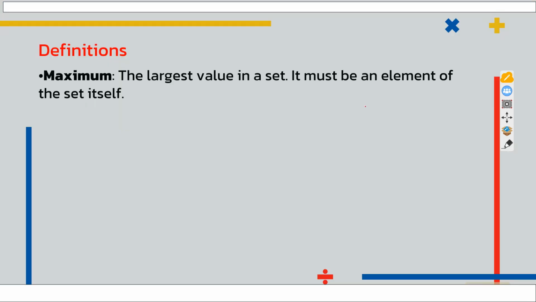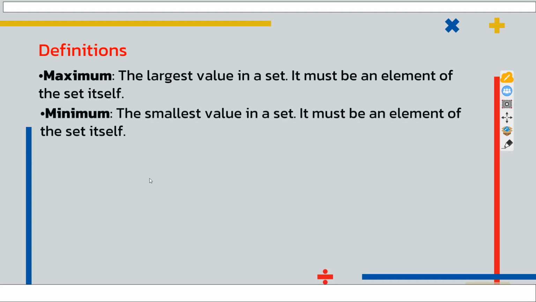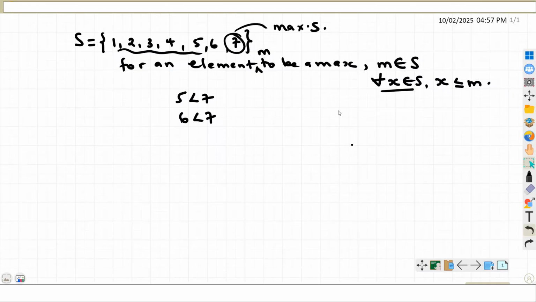Having looked at the maximum of a set, let us now talk about the next definition, which is the minimum of a set. Likewise, the minimum of a set is simply the smallest value in the set, and this value must also be an element of the set itself. We shall also use this given example. Out of these elements of the set S, which one is the smallest element? There should also be conditions for it to be the minimum.